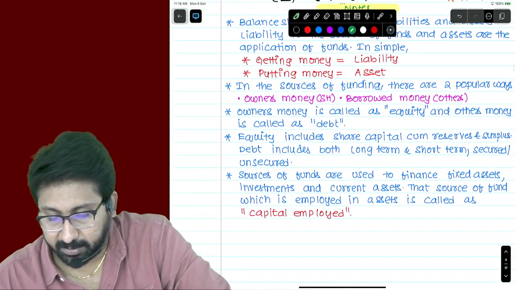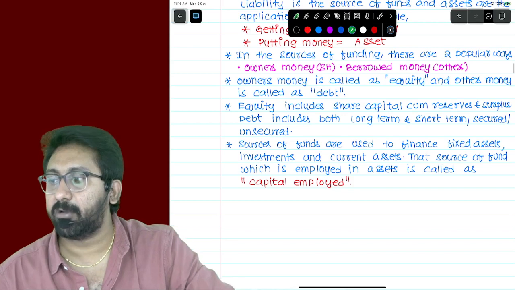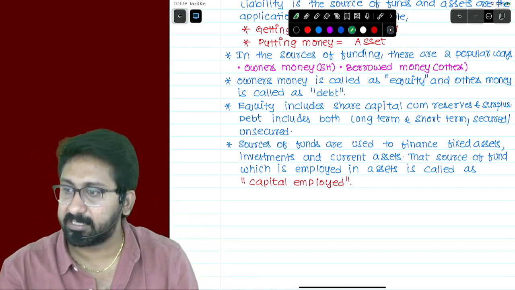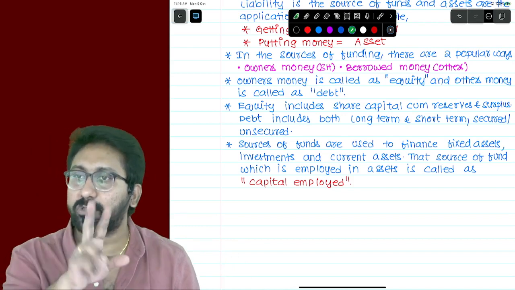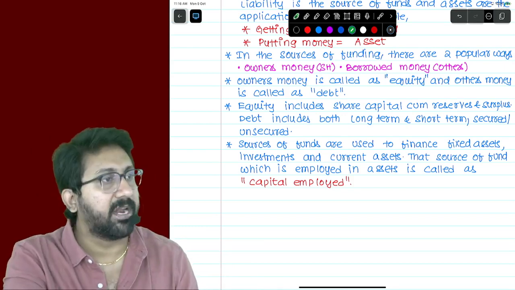So owner's money is called as equity. Others' money is called as debt. Equity includes 2 things again. Tell me, what are those? Share capital and reserves and surplus. Debt includes 2 things again. Tell me, long-term and short-term liabilities, and secured and unsecured.